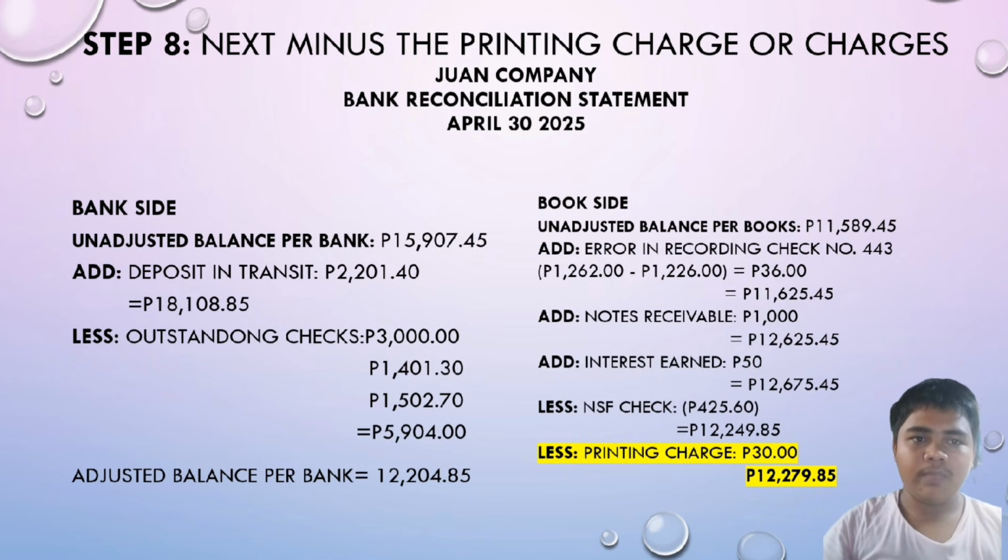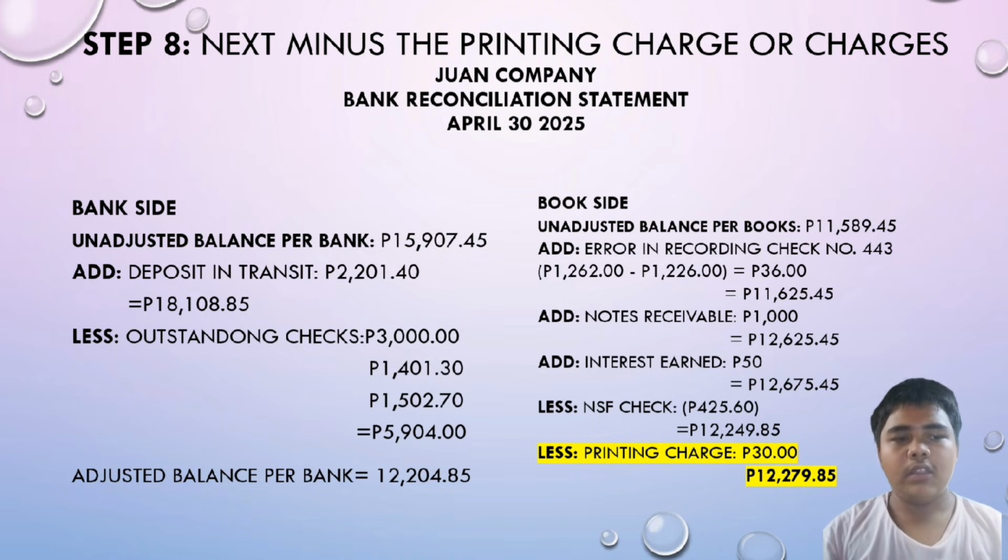Step 8. Minus the printing charge, or charges for short. You already minus your NSF check, which is 425 pesos and 60 cents, so it is equal to 12,249 pesos and 85 cents. Now you have your printing charge, which is 30 pesos. So 12,249 pesos and 85 cents minus 30 is equal to 12,219 pesos and 85 cents.